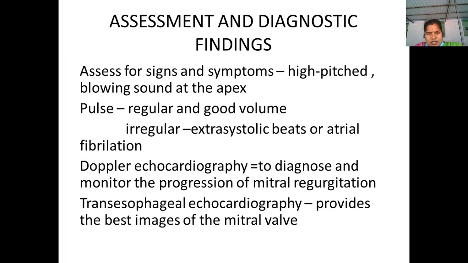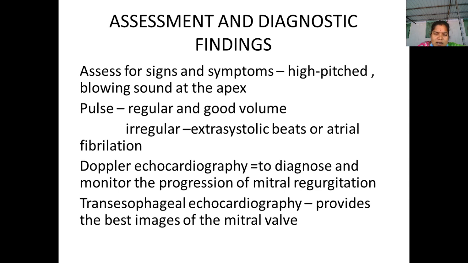And diagnostic evaluation. First of all, we have to see whether the pulse is regular and has a good volume. Sometimes the patient may have an irregular pulse because of extra systolic beats or atrial fibrillation. Moreover, the heart sounds may be high pitched, with a blowing sound at the apex of the heart. When we auscultate the heart, a low pitched, blowing sound can be heard.